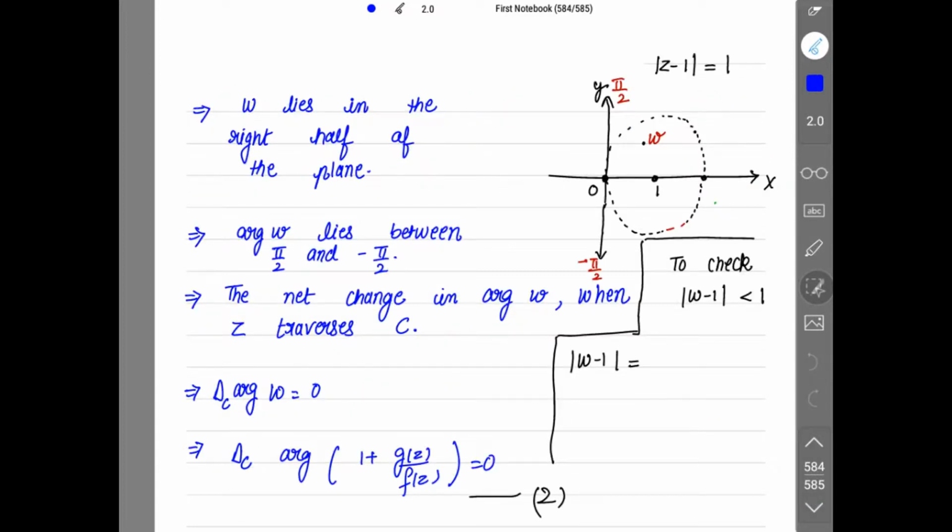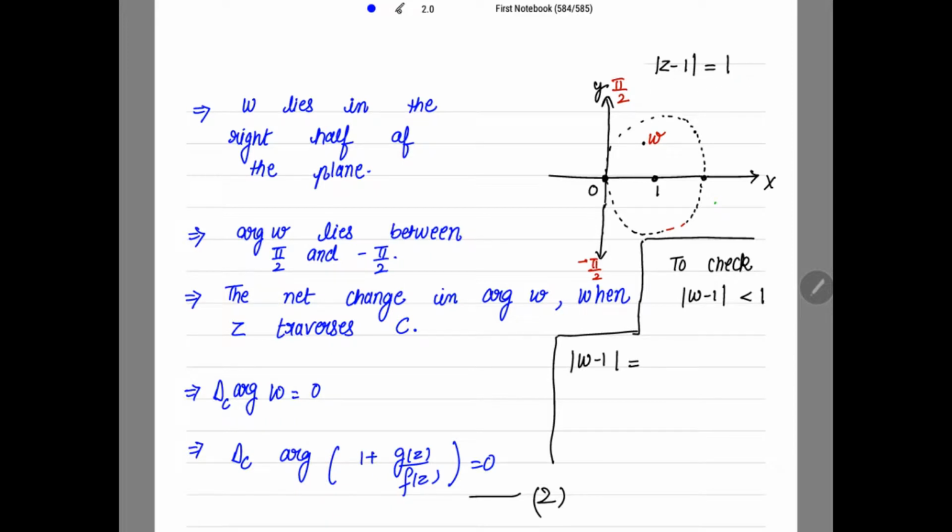This is your x-axis, this is your y-axis, this is your point 1, and this I have drawn a circle with unit radius. Now I have the circle mod of z minus 1 is equal to 1.